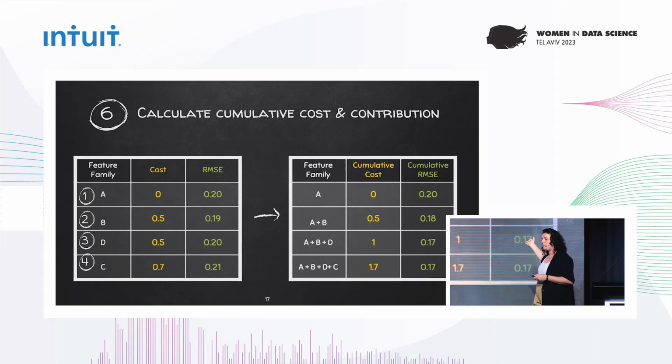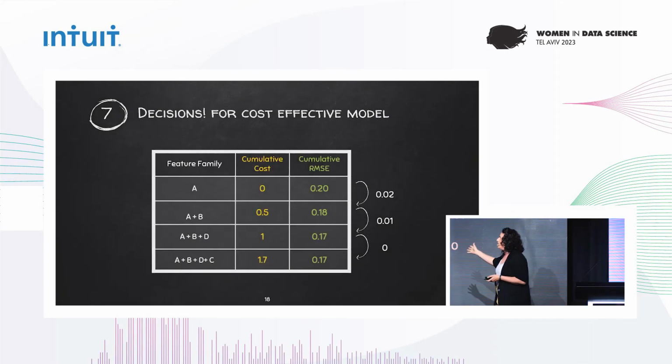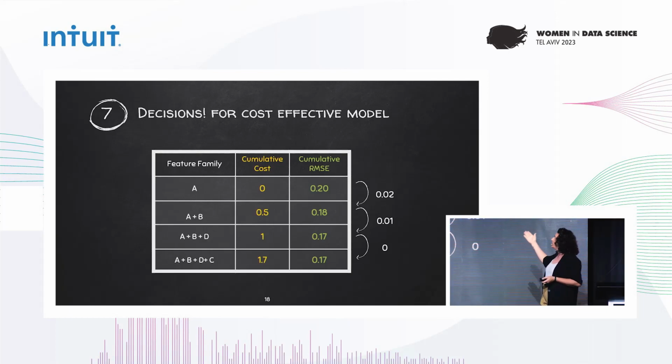This could be an expensive part once we are trying to retrain every time, but if we have a small number of feature families and we know their cost, it could be a simple process. Great, so I promised you we would get to this table. For each added feature family, we have the cumulative cost and the cumulative RMSE, which is the contribution. And now we are only left with making the decisions.